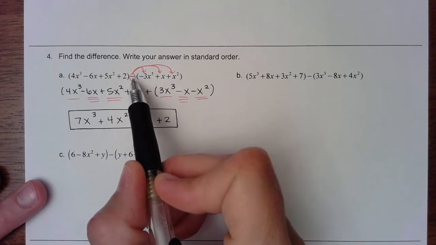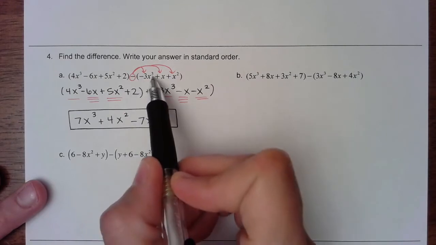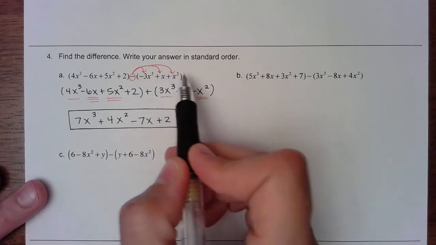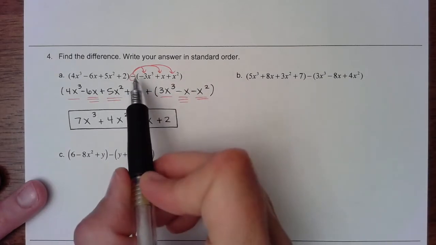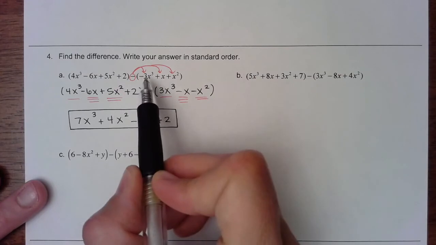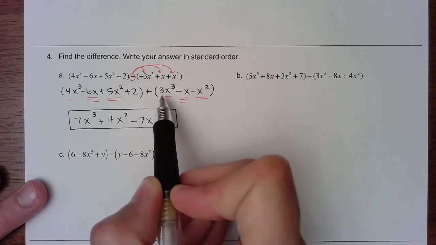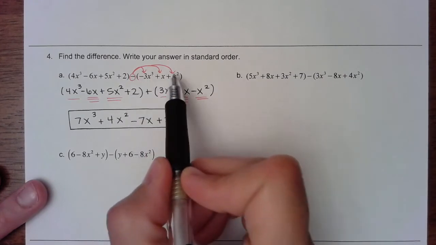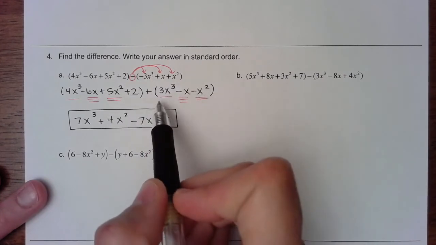you're going to need to take this negative sign that's in between them and change all the signs of these ones, because you're trying to find the difference of each of these things with respect to the first. This negative sign that's in the middle is going to make the negative 3x turn into a positive 3x to the third. It's going to make the positive x turn into a negative x. And it's going to make the positive x squared turn into a negative x squared.